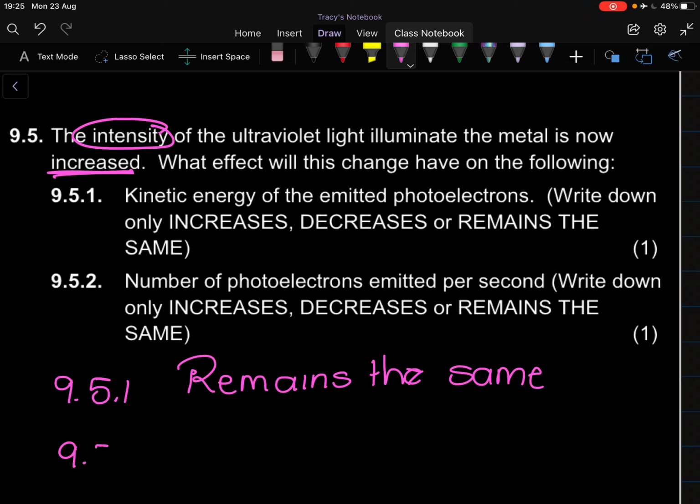Then they asked us the number of photoelectrons emitted per second. Well, by increasing the intensity, we are increasing the number of photons that are being put onto the metal. And if we increase the number of electrons, we'll increase the current. So this increases.